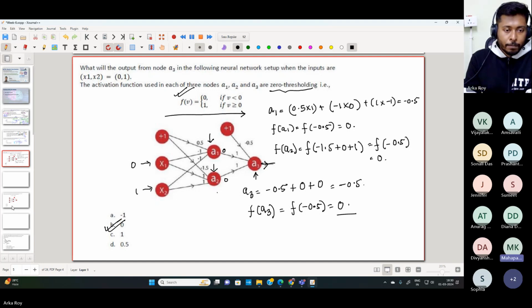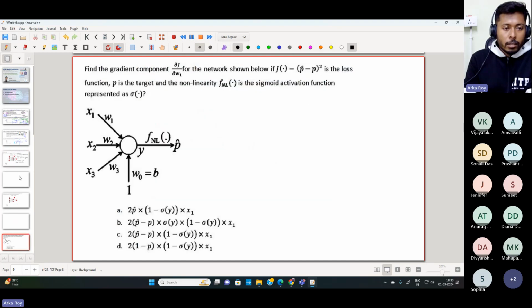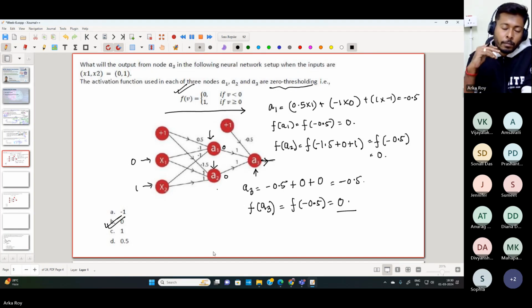Sir, one doubt. Yes. For A1 and A2, we are getting the answer. We have to check with the zero thresholding condition, and after that only we have to use it as an input to A3 as well. Yes, after thresholding, you have to use that value as the input. Yes, yes. Okay.